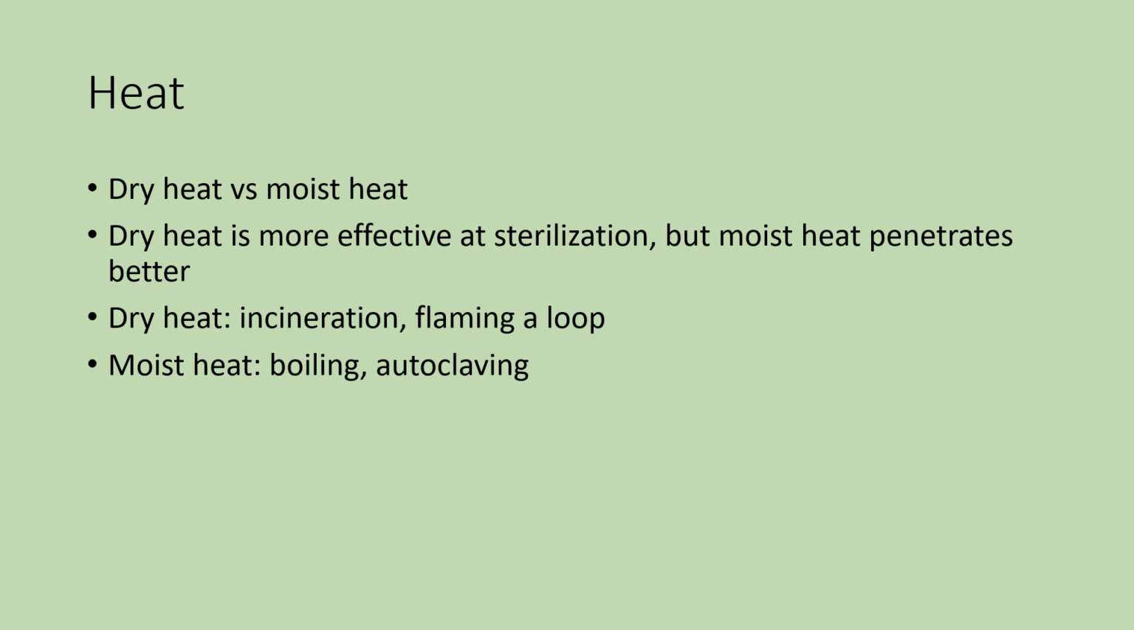An example of dry heat is incineration. You do this a lot in the lab whenever you flame a loop. That's actually a form of incineration. That's a form of using dry heat. Moist heat is like boiling or autoclaving.